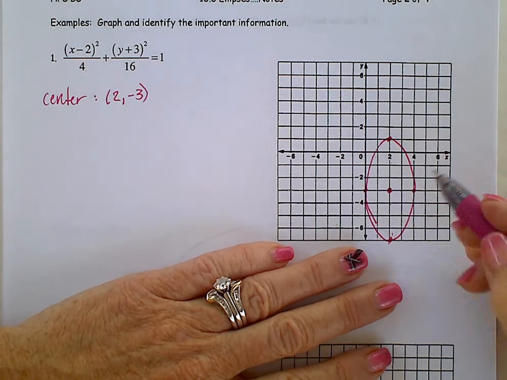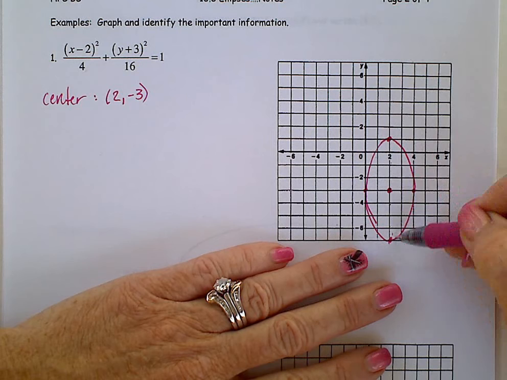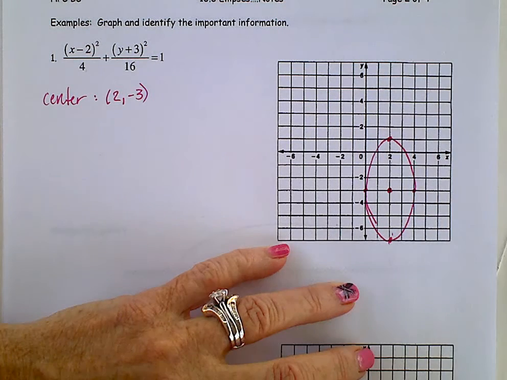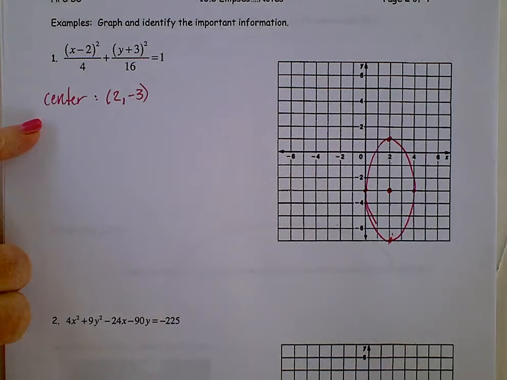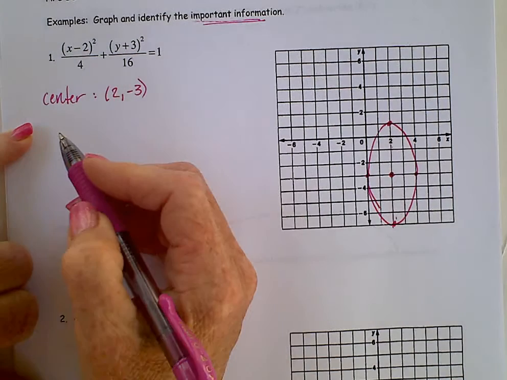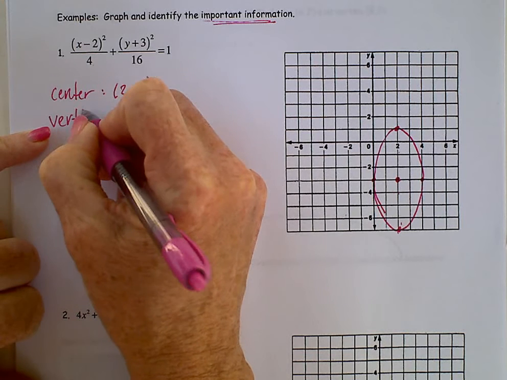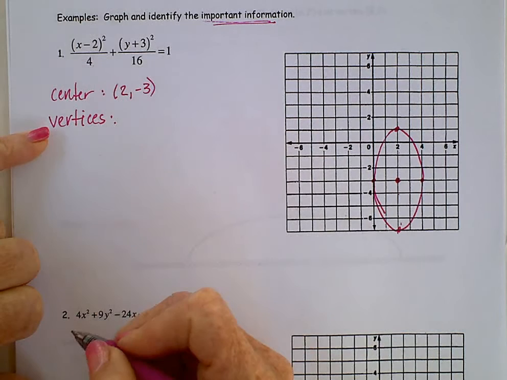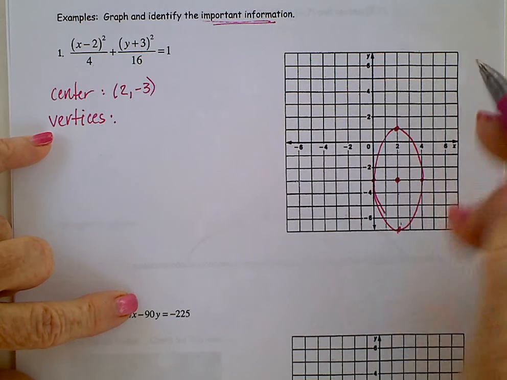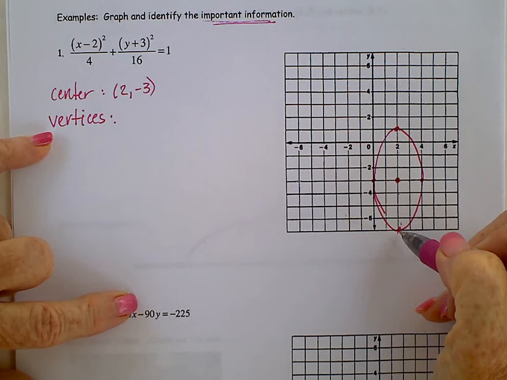Try to make that ellipse rounded at the ends, curvy, not like a diamond, if you will. There's your ellipse. Once you have that ellipse graphed, then we can find all the other important information that I alluded to up here. The vertices are along the major axis, which is the longer axis. Longer this way, so we can just read those coordinates: 2, 1, and 2, negative 7.